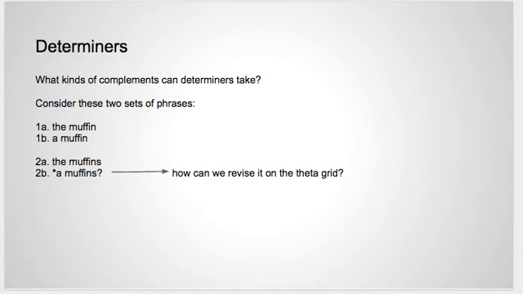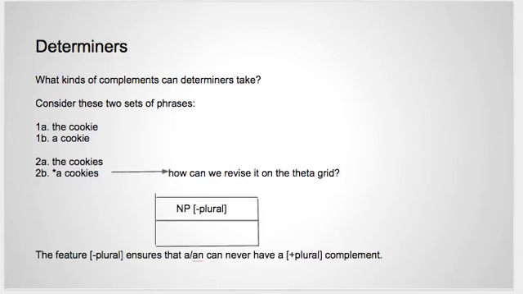Now consider these two sets of phrases. The muffin, a muffin. The muffins, *a muffins. The latter is ungrammatical because a is singular. So how can we write this on the theta grid? Here, the feature minus plural ensures that a and an can never have a plural complement. Otherwise, the phrase will become ungrammatical.